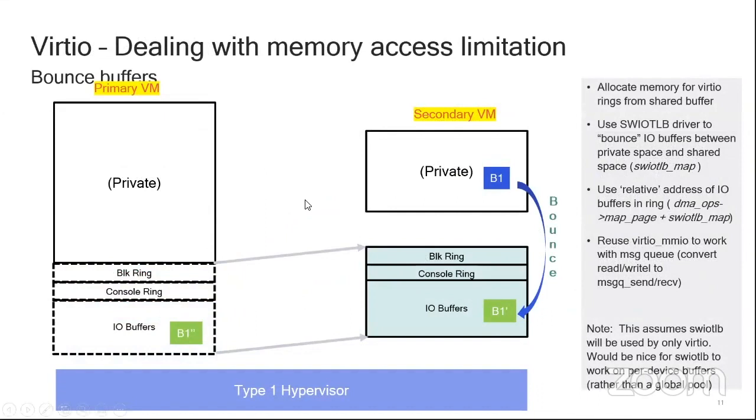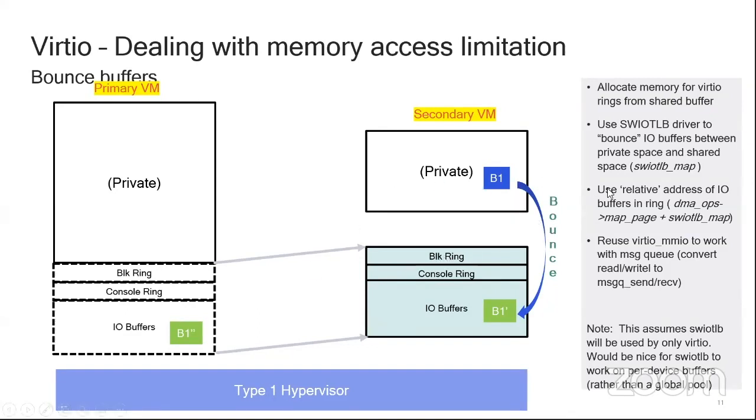So this is the solution we came up with to overcome the memory access problem, the first problem that we had. What we did was we made use of the small amount of memory that's shared between the two VMs for bounce buffers. So what that means is, when there is an IO buffer, let's say B1, that needs to be consumed on the other side, we made some changes to the Virtio stack on the secondary VM side, on the front end side, so that it is copied, right? We bounce it to the shared region. And because the shared region is accessible to the other side, it makes it easy for the backend to consume it, right? Although it's not very good from a performance perspective, this was easy for us to get going in the environment that we are running.